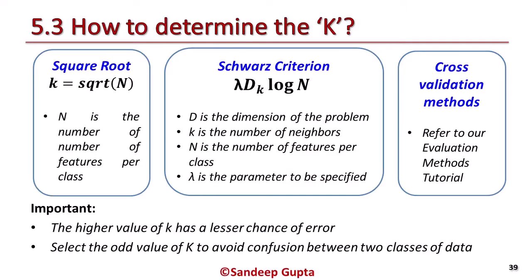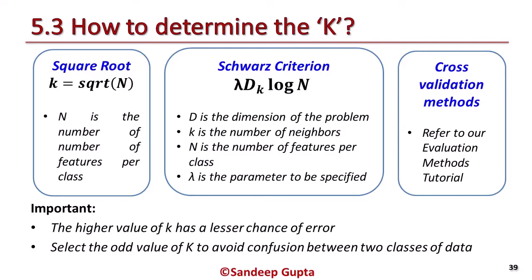There are several methods to determine k. The easiest way is the square root of n, where n is the total number of features per class. You can use the Schwarz criterion that determines k by using the function shown in the slide. In the formula, d is the dimension of the problem, N is the number of features per class, and lambda is the parameter to be specified.